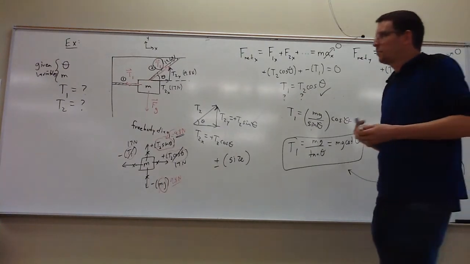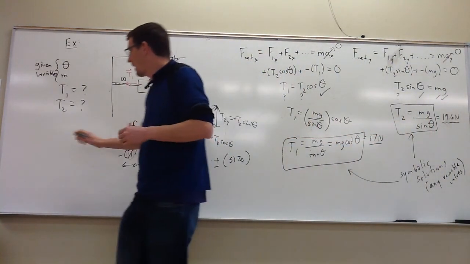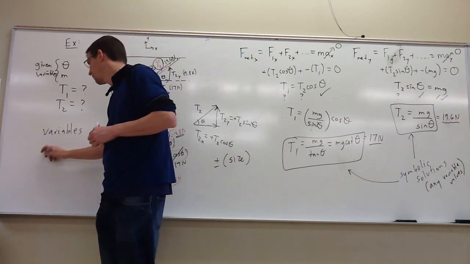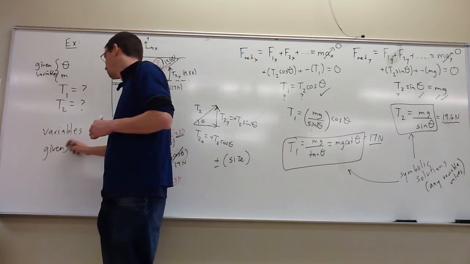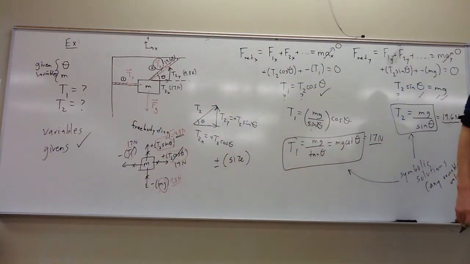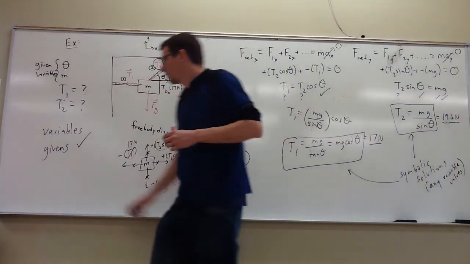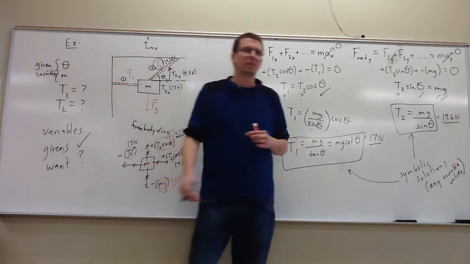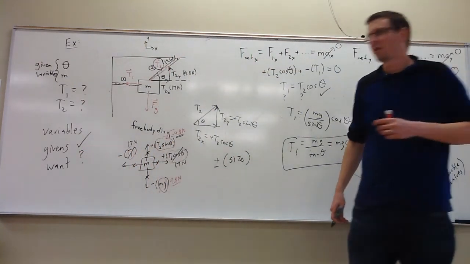So our variables are going to split off into three different categories. Givens, which we usually have been marking with a check mark. They're going to be letters, though, not numbers. Then there's what we want, which are also going to be different letters, but things that we're looking for.